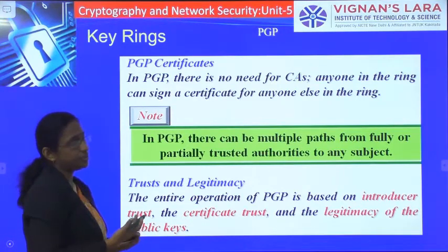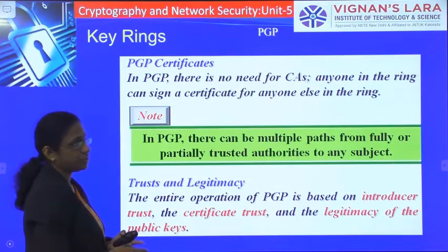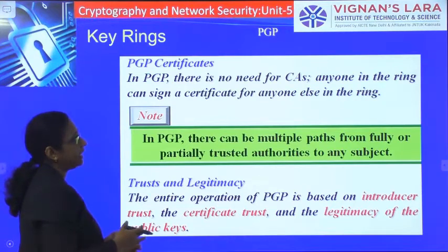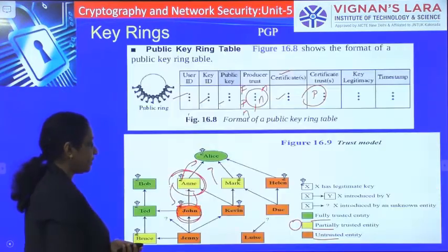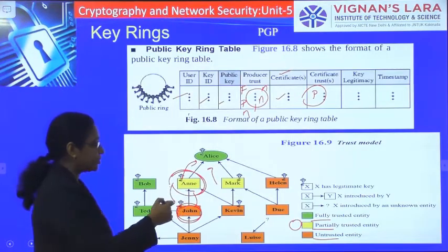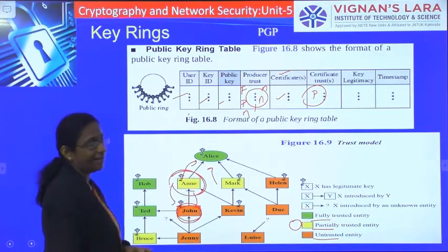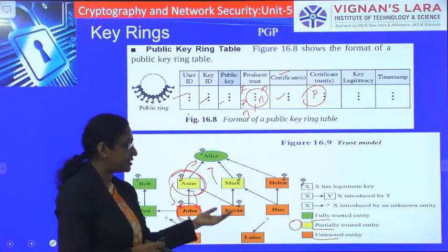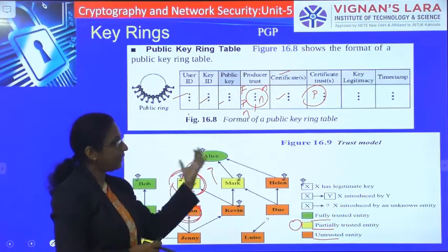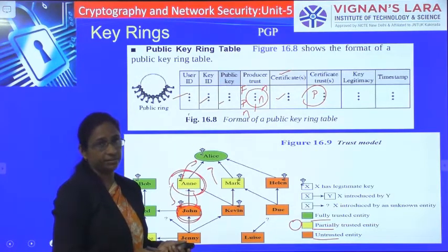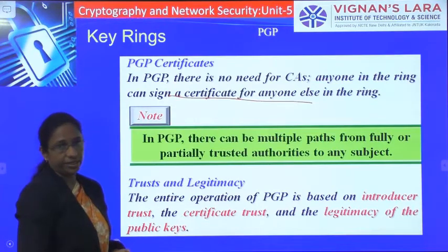In PGP there is no need for the certification authority. Anyone in the ring can sign a certificate for anyone else in the ring. If this is like a ring, anyone in the ring can sign the certificate for anybody else in the ring, like Calvin can sign for Mark, or Mark can sign for Doug. Anybody in the ring can sign for another member, so there is no need for any certificate authority.